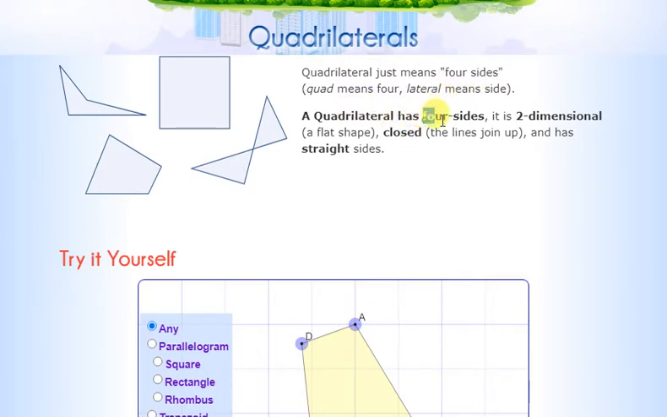Every shape that has four sides is known as a quadrilateral. Quadrilaterals have four sides. It is a two-dimensional shape. Two-dimensional means a flat shape, right? And closed, that means it is closed from all the sides. All lines join up together. There is no open way and it has straight sides. So this is known as a quadrilateral.